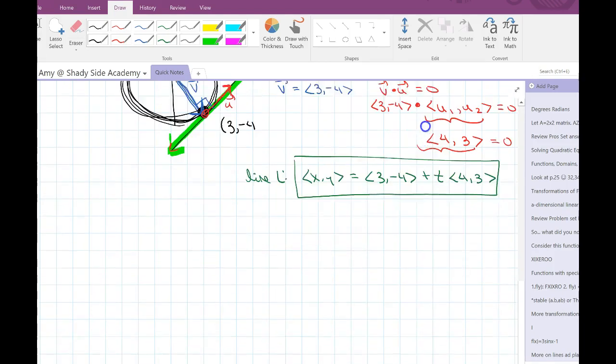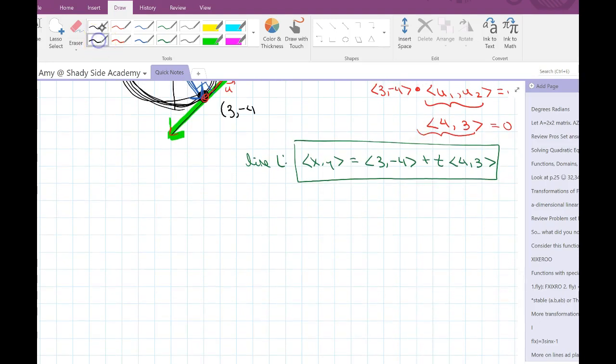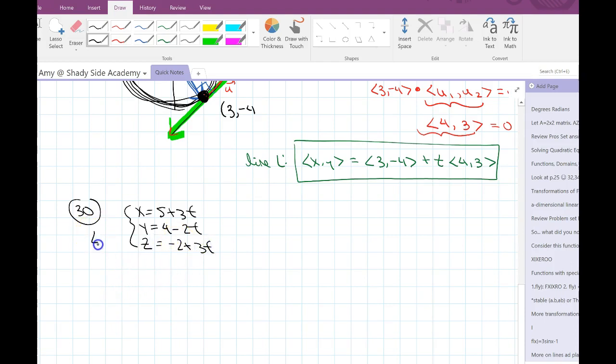So look at number 30. I actually don't remember what I told you to look at, but anyway, let's look at number 30. In number 30, look at line 1. Line 1 is this line. Z equals -2 plus 3t. Okay, and then this is line 1, and here's line 2.